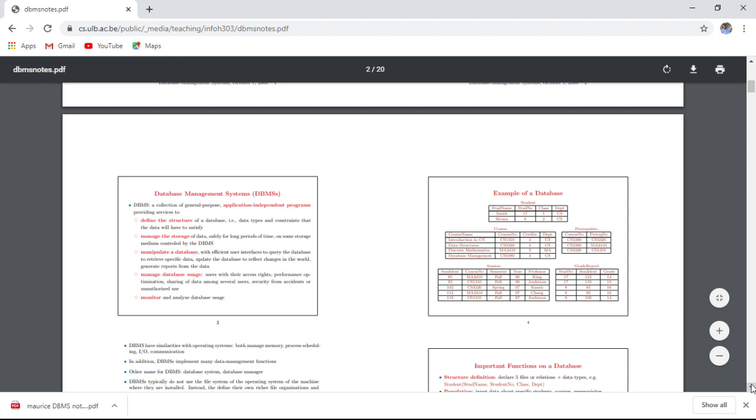Number one, it's going to help us to manage the database. Two, it's going to help us to manipulate what? The database. It's going to help us to manipulate the database. And then three, it's going to help us to manage data usage.